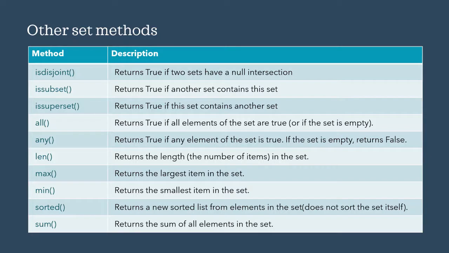The sorted method is used to sort the set. Sorted does not sort the set in place; instead it will return a sorted list from the elements in the set. Because set ordering is not possible, the sorted method will return a list which contains the sorted elements. Then we have the sum method, which returns the sum of all elements in this set. So these are the popular set methods used for Python.